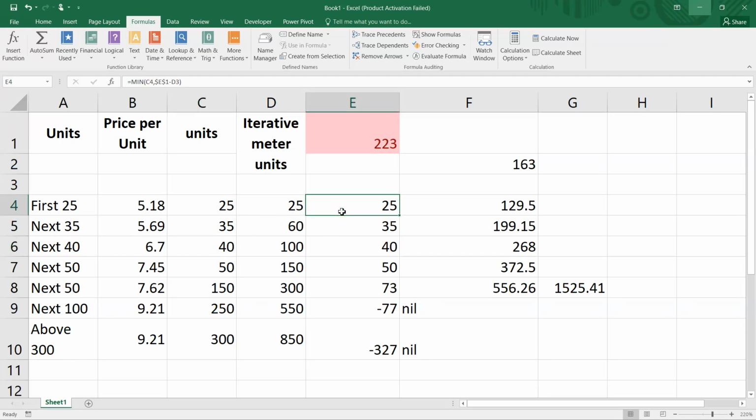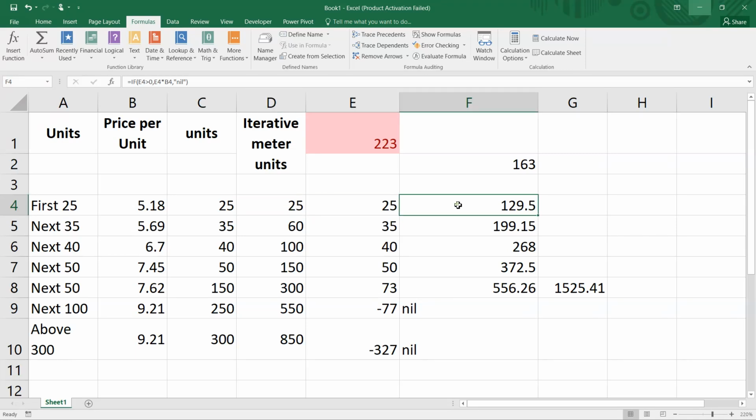Now let's discuss the formula. We need to find out the minimum. Now imagine that this person has a meter unit of 223 units. So we will be subtracting 25 from 223, that is this one. Now we will be finding out the minimum value. If that amount is greater than 25, then we will be moving on to the next slab. So the minimum value is 25.